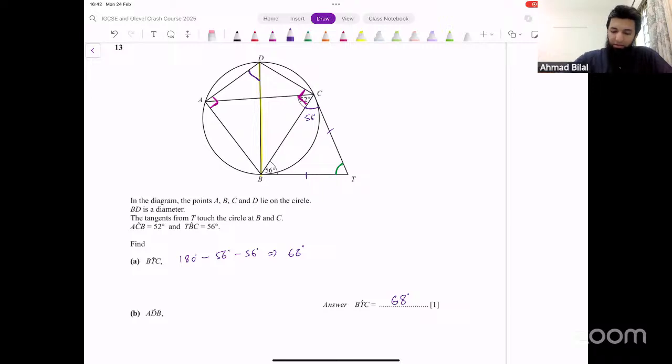Where is this angle coming from? It's made by the chord AB. AB is making one angle at the circumference here. Is it making any other angle at the circumference that you might know something about? It's also making this angle at the circumference.